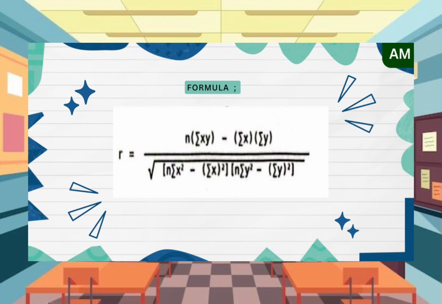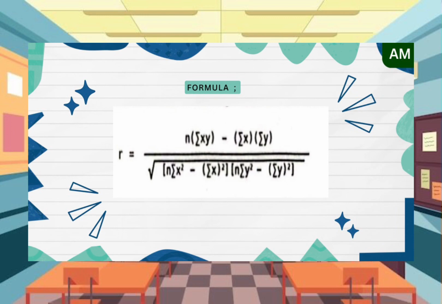r equals n times summation xy minus summation x times summation y, over the square root of n times summation x squared minus summation x raised to the power of 2, times n times summation y squared minus summation y raised to the power of 2.